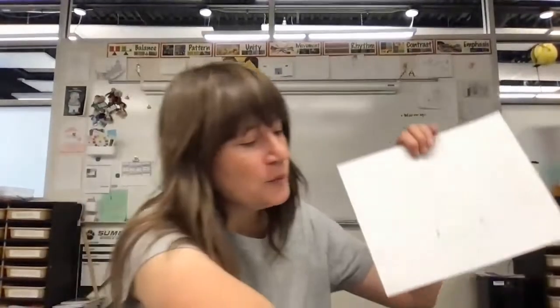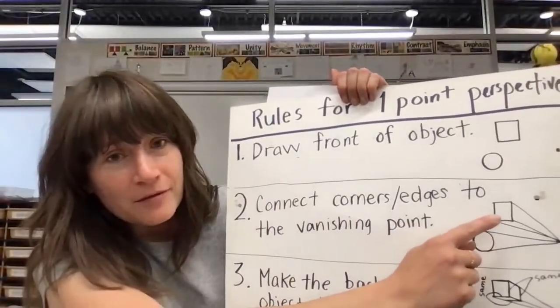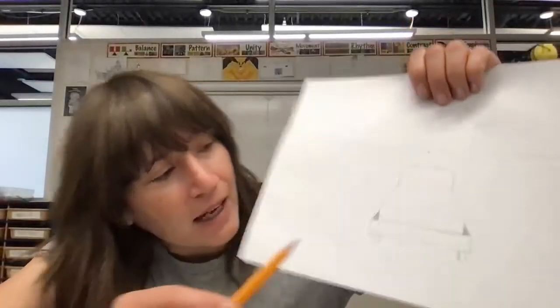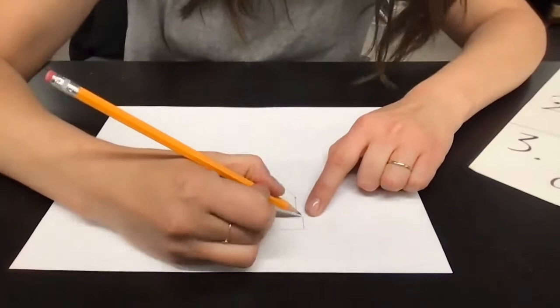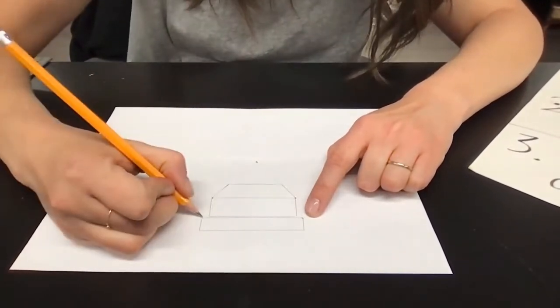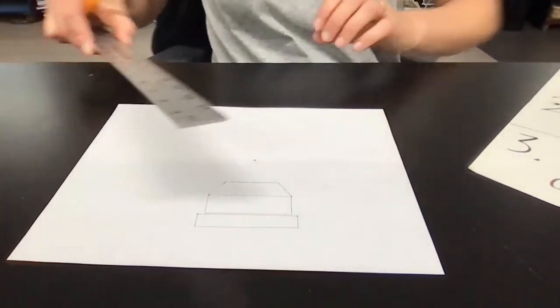And step 2 is going to be to connect the edges of that bed frame with the vanishing point. So we're going to make some orthogonal lines. And you can see I've done that here, and here. And now we're going to do it here on the paper. So I'm going to go to this top corner and this top corner, and I'm going to make orthogonal lines going to the vanishing point.